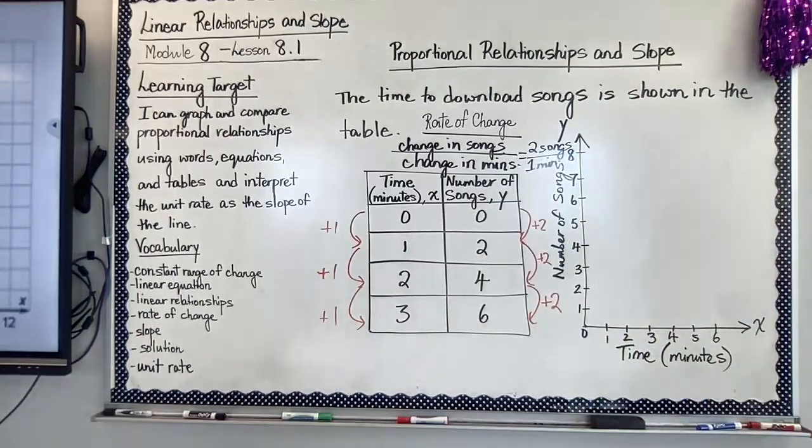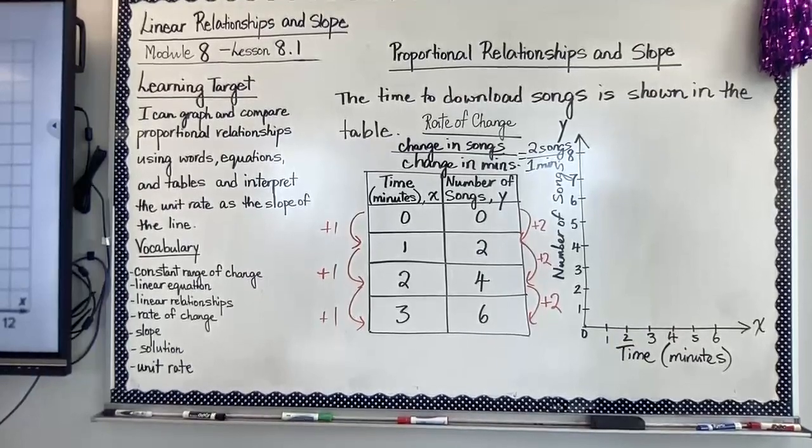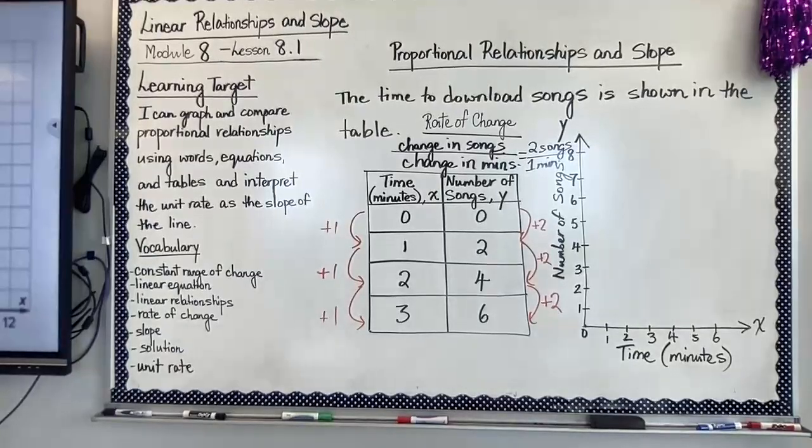Okay, so now what I'm going to go ahead and do is I just want to show this to you by actually graphing it, because in proportional relationships, the unit rate is the slope of the line.